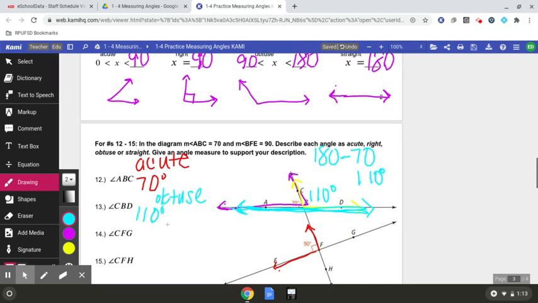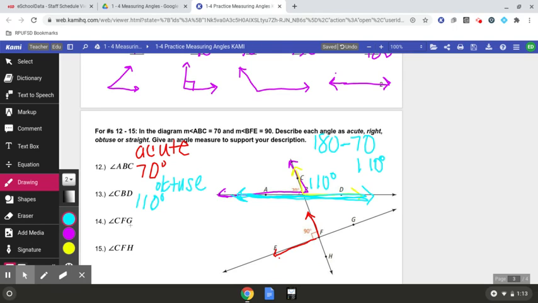Okay, then we bounce down now to CFG. So C is up here, F is here, and then G is here. So if something here is 90 degrees, right, 180 is the total. This would also have to be 90 degrees. So CFG would be 90 degrees, which would be a right angle.